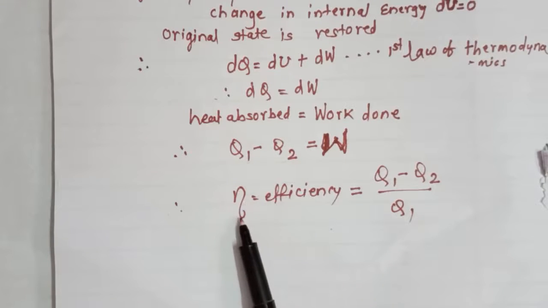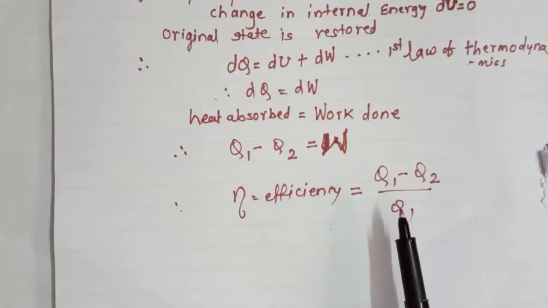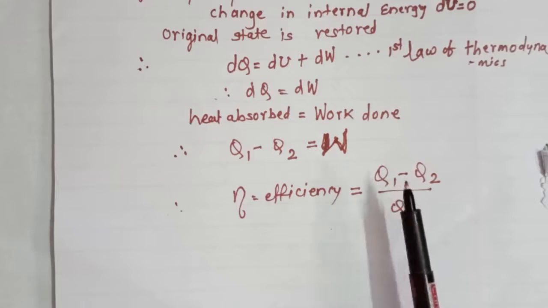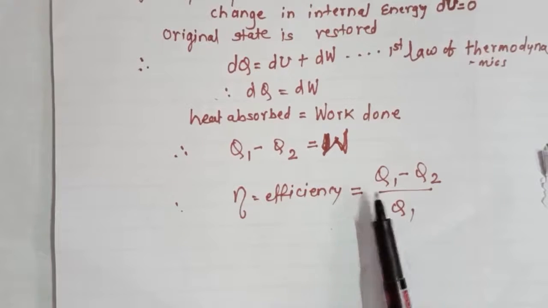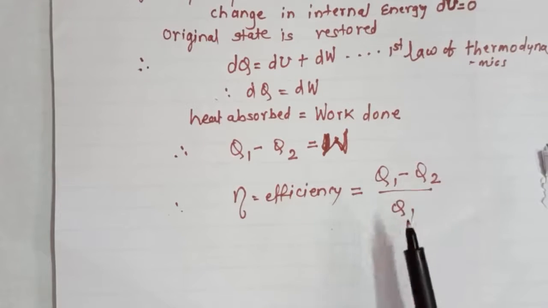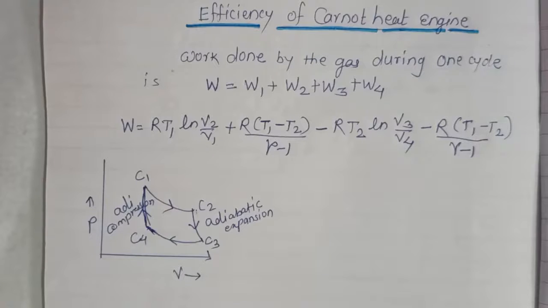Then efficiency eta is equal to work done divided by energy supplied, that is work done divided by heat absorbed by the system, that is equal to Q1 minus Q2 divided by Q1. Efficiency of Carnot heat engine.